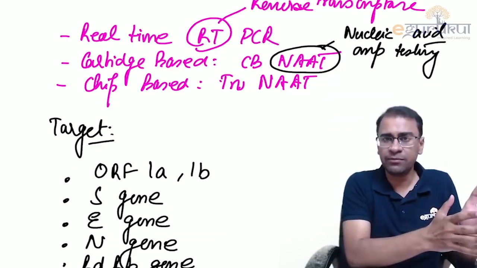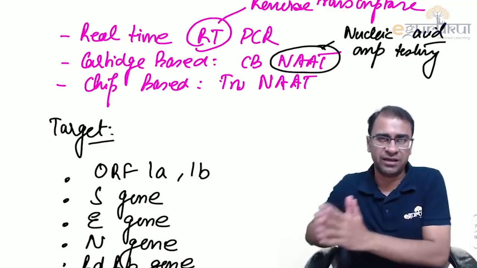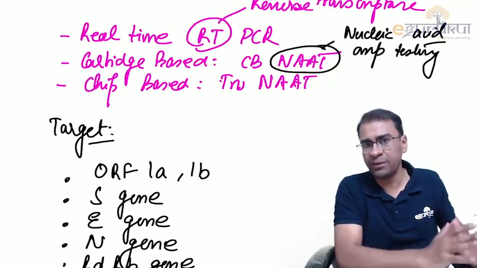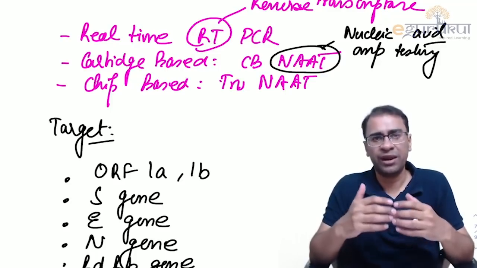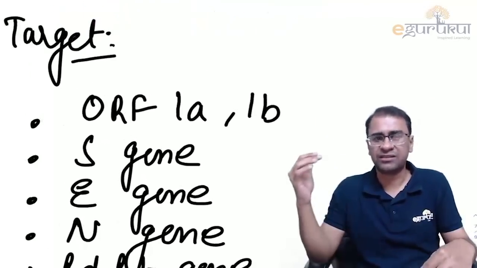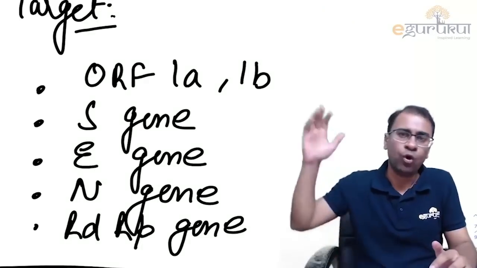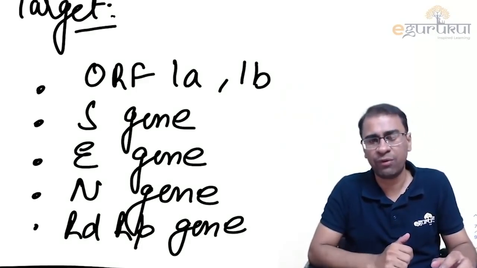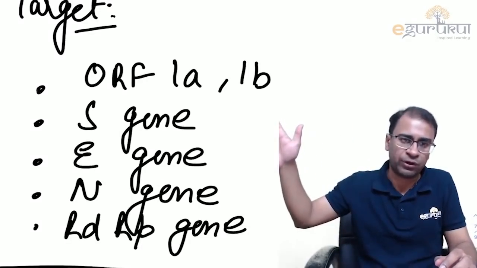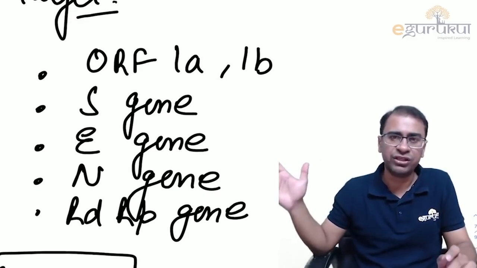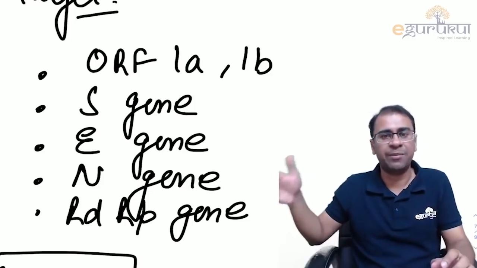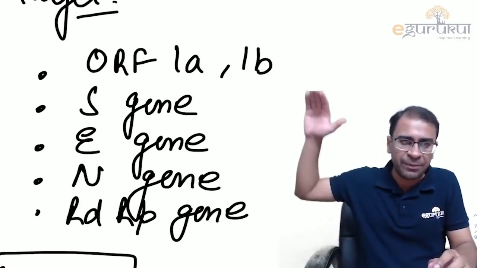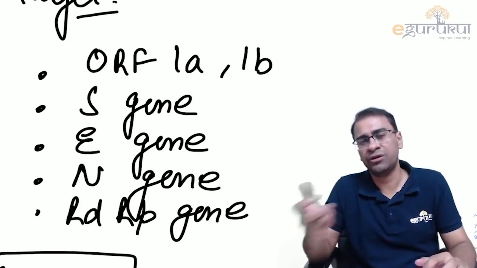Okay, so real-time reverse transcriptase PCR. RQ is real-time, RT is reverse transcriptase, and PCR, you know, is polymerase chain reaction. The basic targets that we should look into in the RT-PCR are the open reading frame ORF1A and 1B, the S gene, the spike protein gene, the envelope gene, the E gene, the neuraminidase gene, the N gene, and the RDRP, which is the RNA dependent RNA polymerase gene. So these are the basic targets we look into.